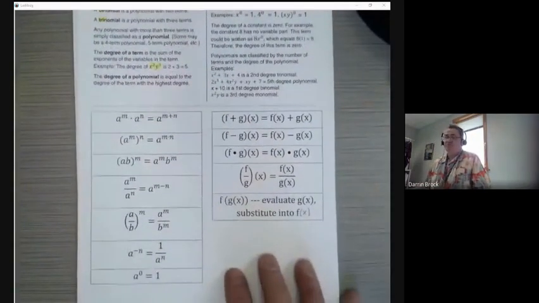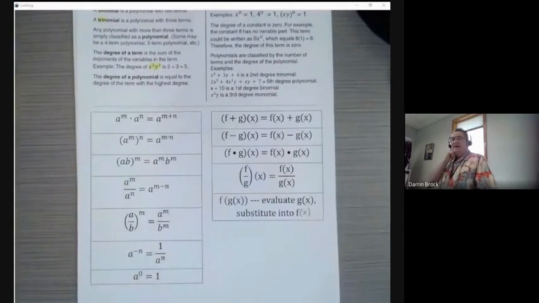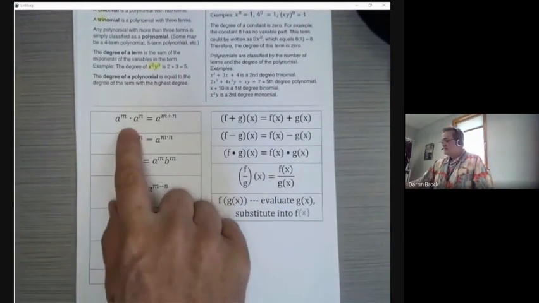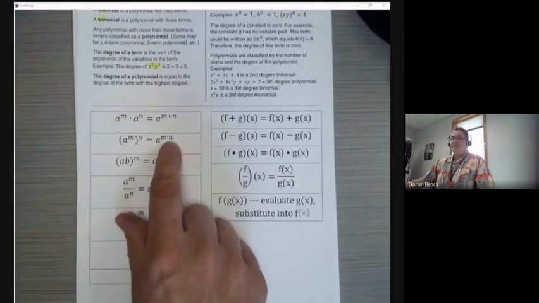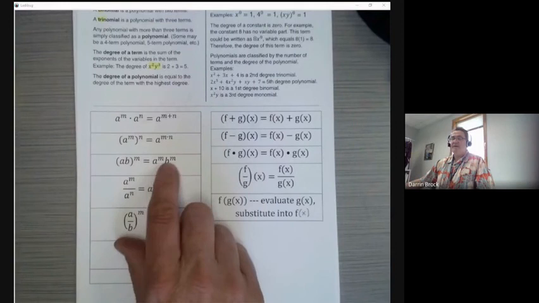Then I put those rules that we went over today. A to the m times a to the n, you add them. Power to a power, we multiply them. Two things taken to a power, each of those are taken to a power.